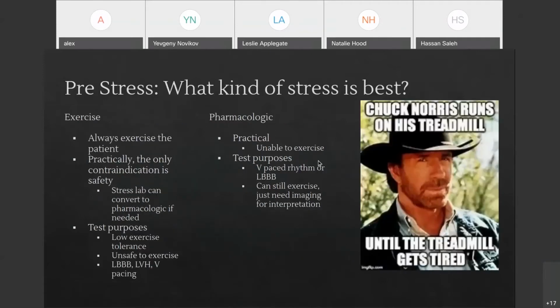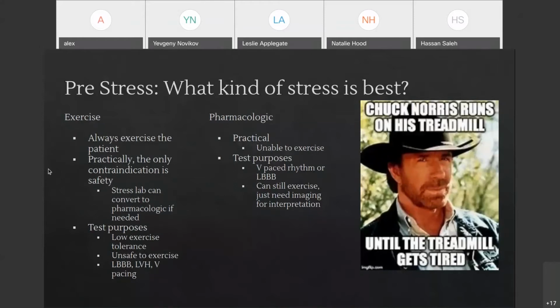All right, now we're into choosing stress tests. So really the first thought in everybody's mind, even though it's usually the last thought for you guys and myself, is to exercise these people. The rule should be always exercise the patient. You need to find a reason not to.